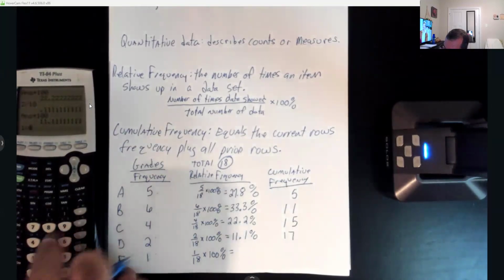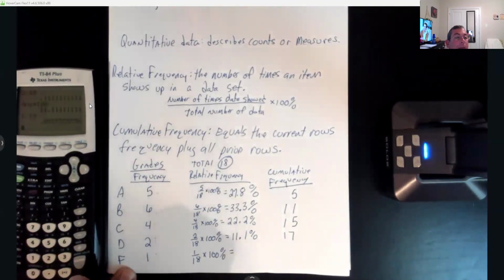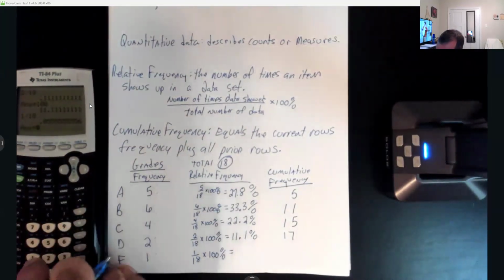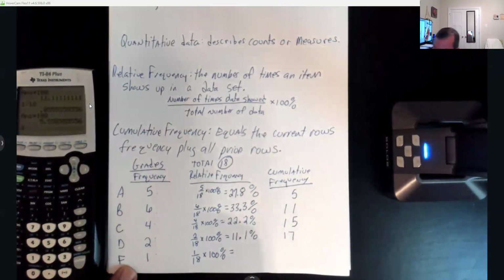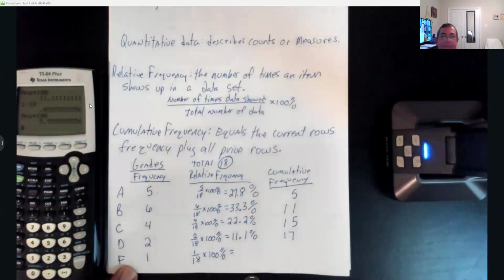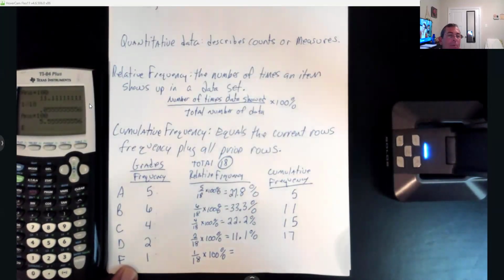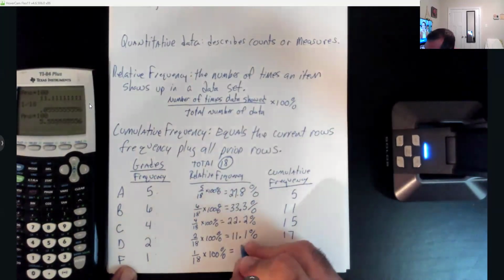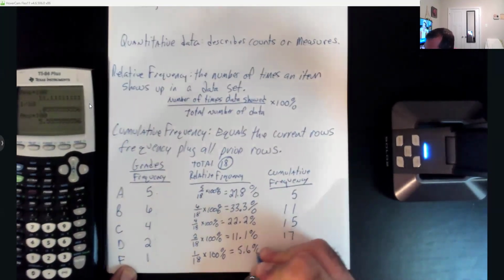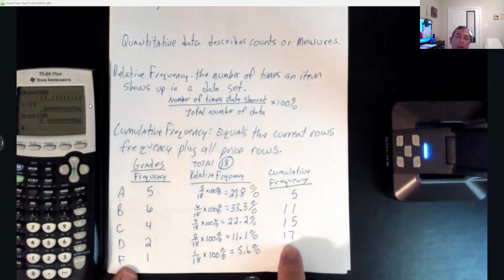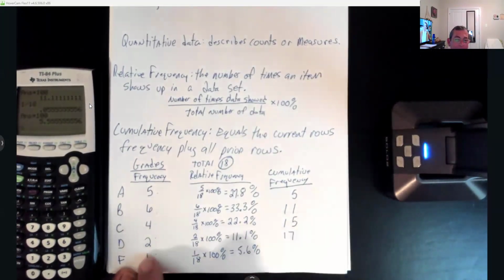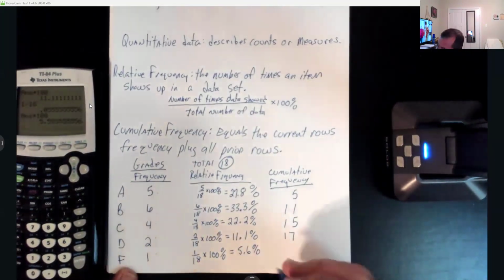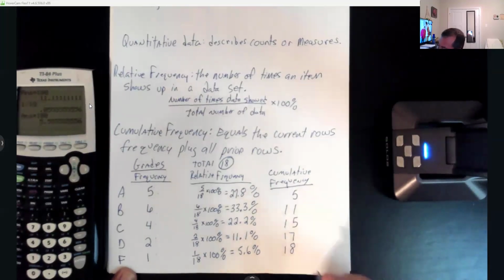So 1 divided by 18 times our 100%. Looks like 5.55, so I'm going to make that about 5.6%. All right, so my final cumulative frequency is now what? 17 plus the 1, which is 18.